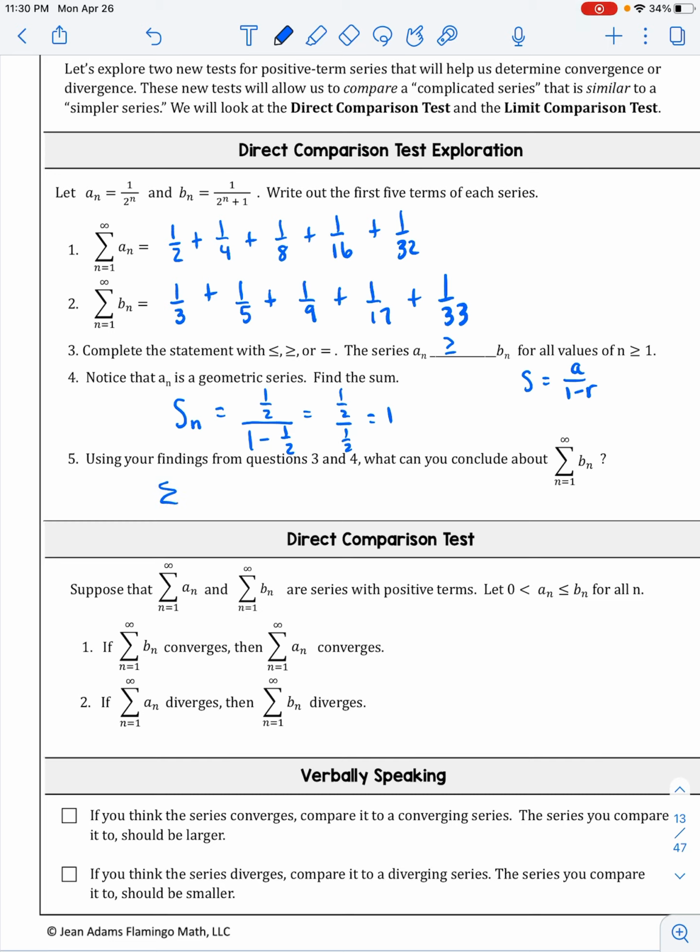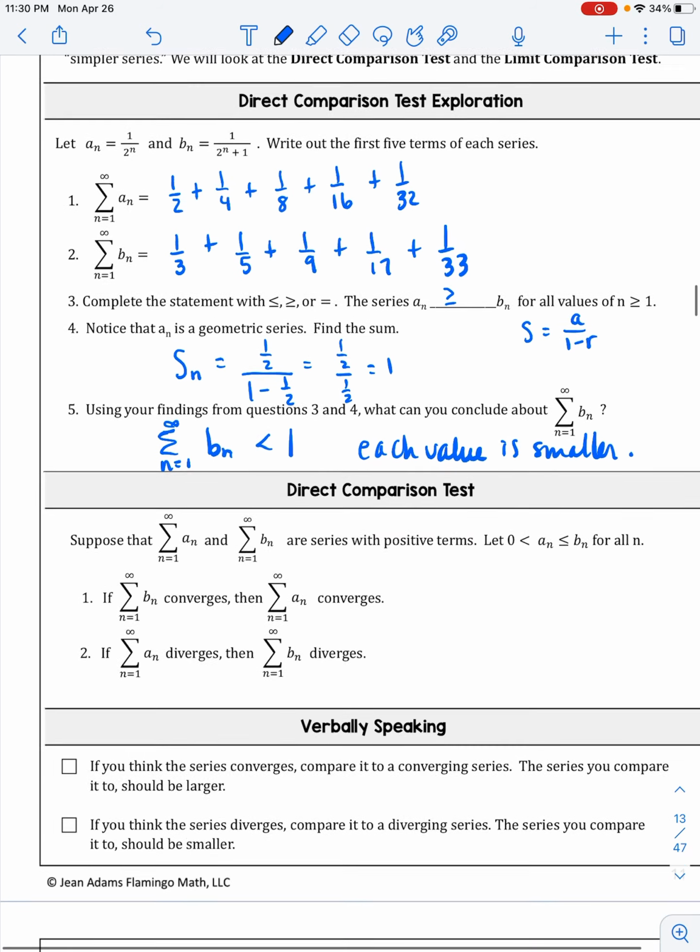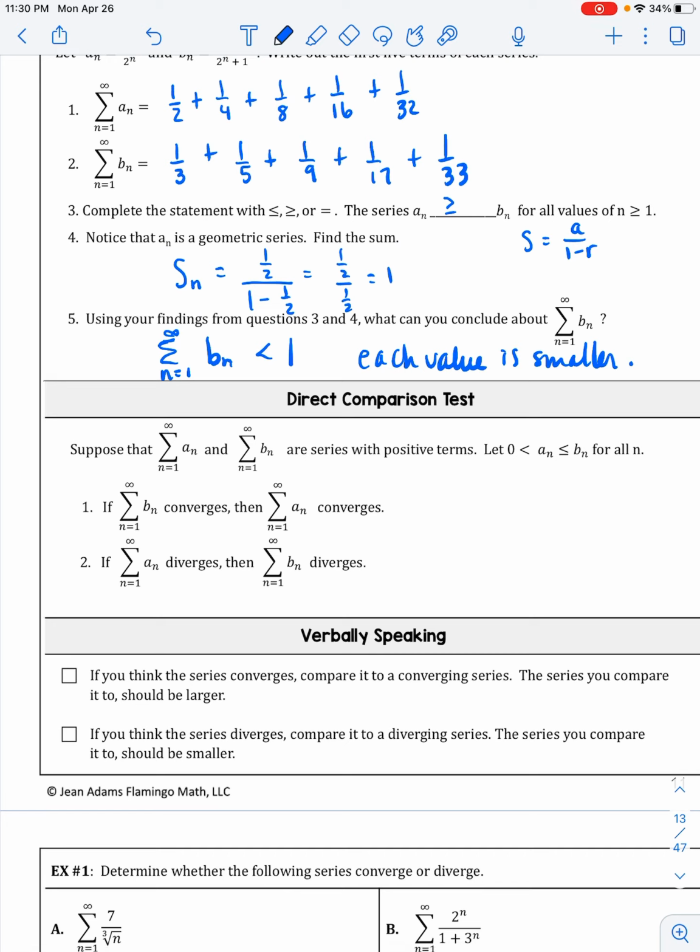Use your findings from question 3 and 4. What can you conclude about the summation as n equals 1 to infinity of b sub n? We could conclude that that summation of b sub n is less than 1, because every single value was less than the a sub n value, and the a sub n sum was 1. Since each of the b sub n values is smaller, we can conclude that the summation of b sub n is less than 1.